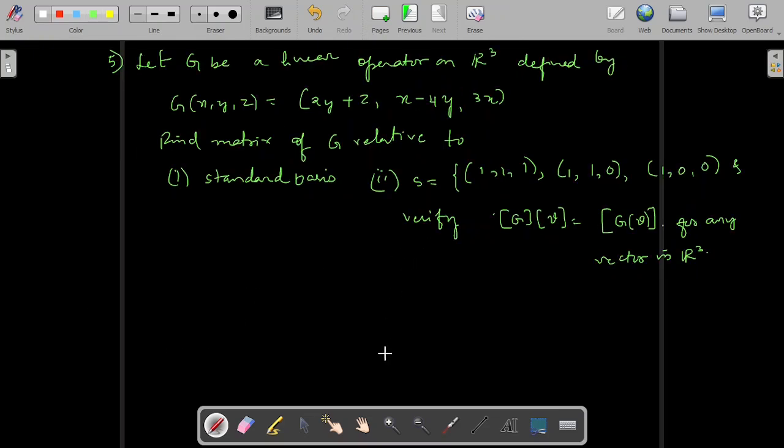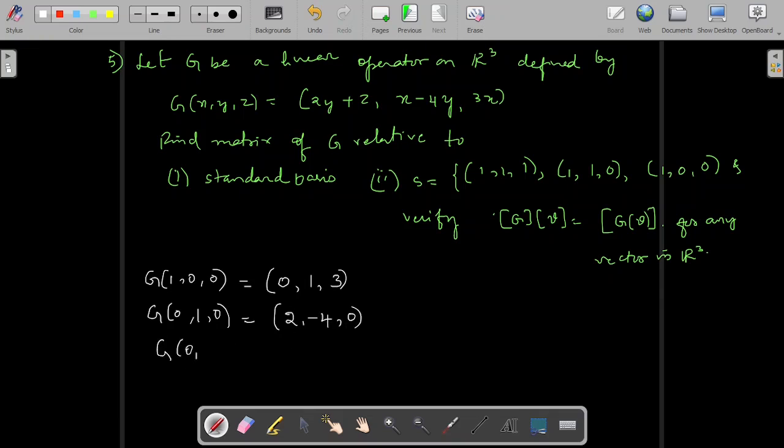See, fifth problem. Let G be a linear operator on R cube given by, this is the linear transformation. You have to find the matrix of G relative to the standard basis. First, you know standard basis vectors are 1 0 0, 0 1 0, 0 0 1. Where do these vectors go after applying the transformation here? X is 1, this is 0 1 3, then G of 0 1 0 equal to y is 1, so 2 minus 4 and 0, and G of 0 0 1 equal to z is 1, 0 and 0.